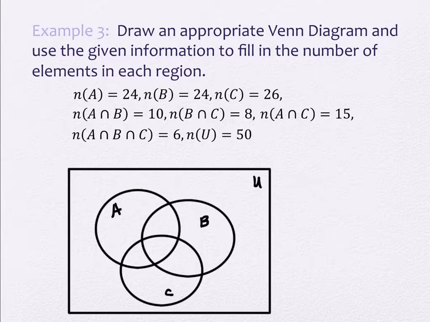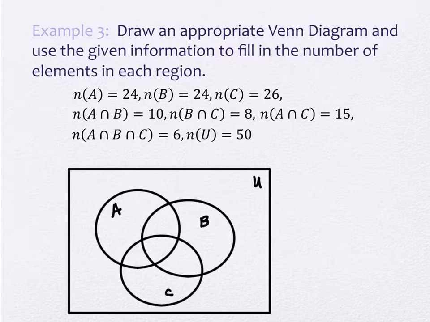Okay? All right, the last row has two pieces of information. The first piece of information is very helpful. This says that I'm intersecting all three sets at the same time. And where is that? That's right in the middle. That's where I'm going to start.